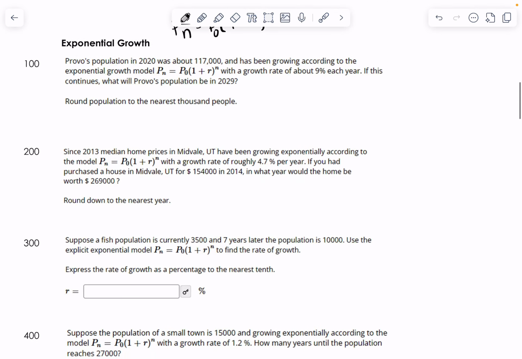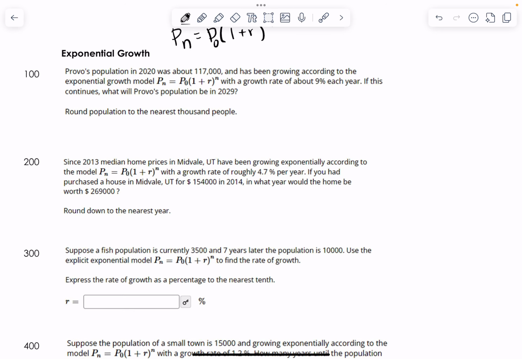So Provo's population in 2020 was about 117,000 and has been growing according to this exponential growth model at about 9%. If this continues, what will Provo's population be in 2029? So 2020 to 2029 means that n is 9. It's 9 years later. And so now we have everything we need. We're trying to find P sub 9. And it's 117,000 times 1 plus 0.09 to the 9th power, because it's 9% and 9 years.